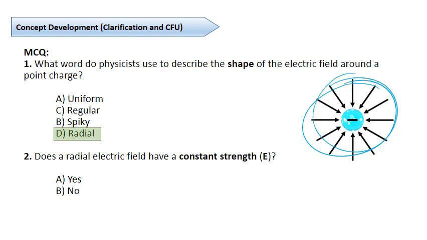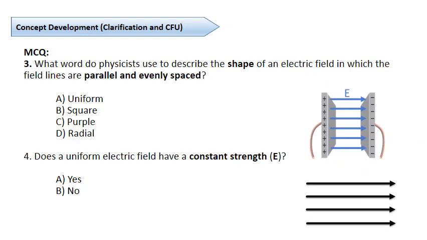Okay, it is indeed radial. As you can see in the diagram, all of the electric fields point inwards, and that is because it is a neutron with a negative charge. Does a radial electric field have a constant field strength? Have a go. Okay, the answer is no. That is, as you get closer to the point charge, the strength of the electric field becomes greater. That is greater as we get closer. It becomes weaker as we get further away.